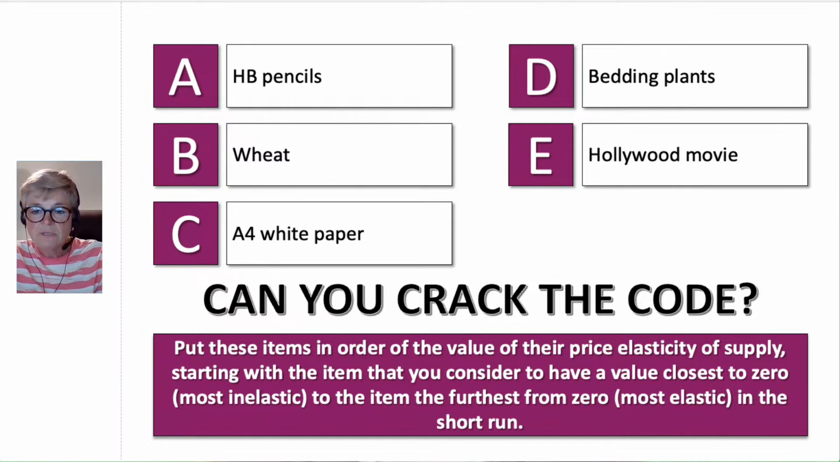So let's have a look. Mithil says B, wheat is first. Sheila says also wheat is first. So does Amy. Let's see if anybody else thinks anything. Charlie again thinks wheat. So I want you to have a look at those again. How long does each one take to produce?